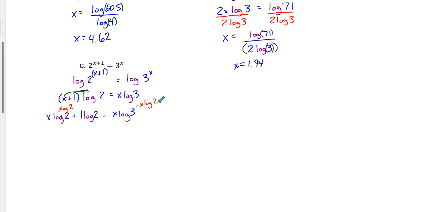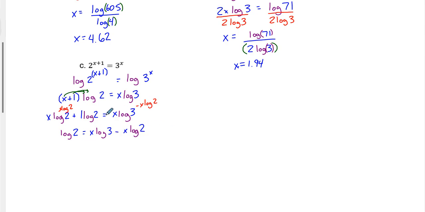Now an x log 3 and an x log 2 are not the same. So we'd have a log 2 on the left side, and it would equal an x log 3 subtract an x log 2 on the right side, keeping some colors the same.